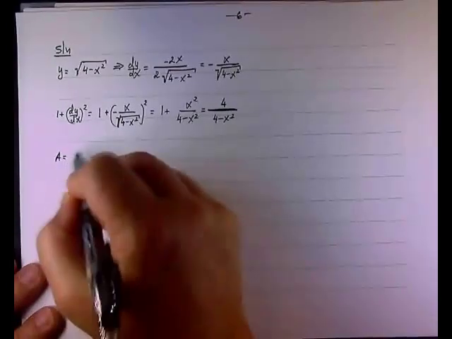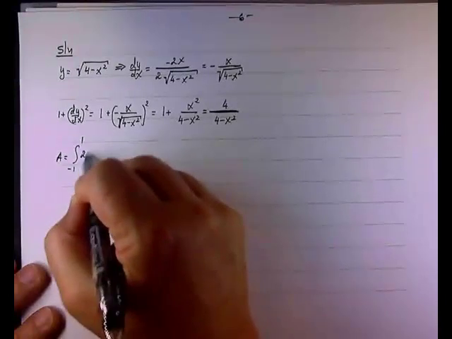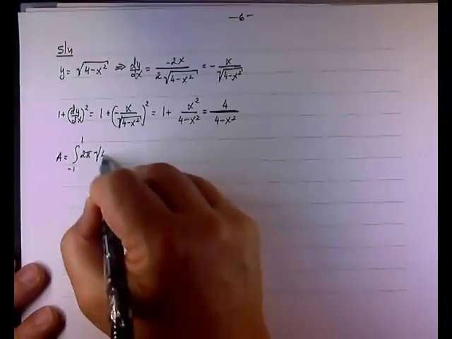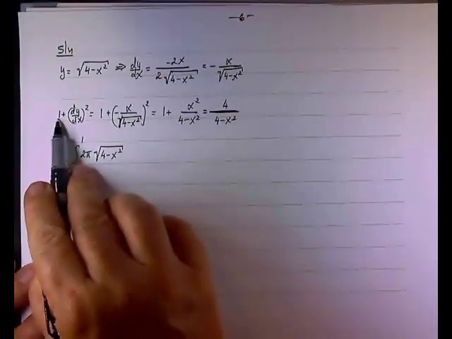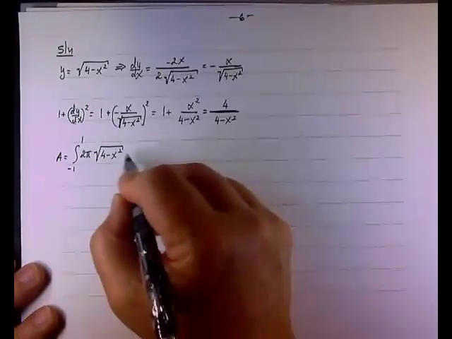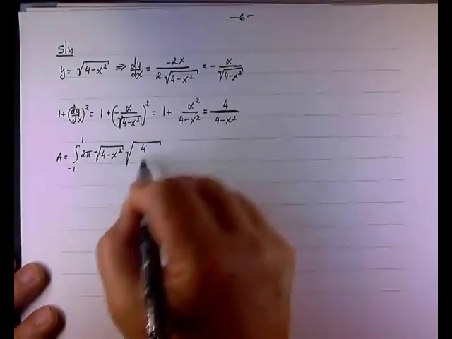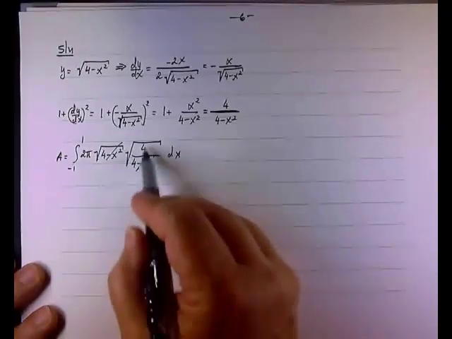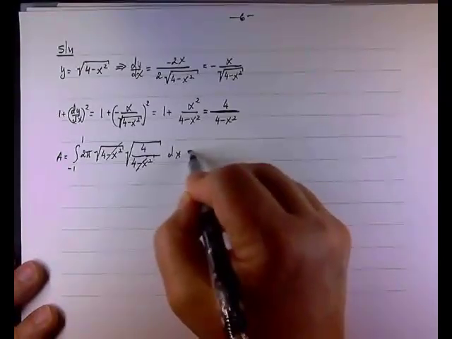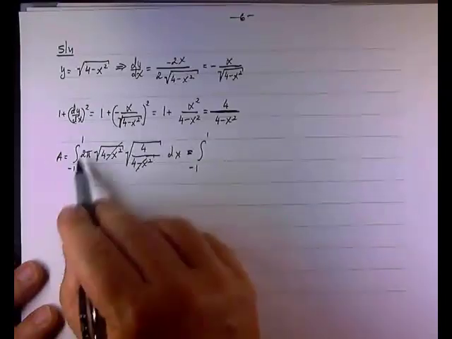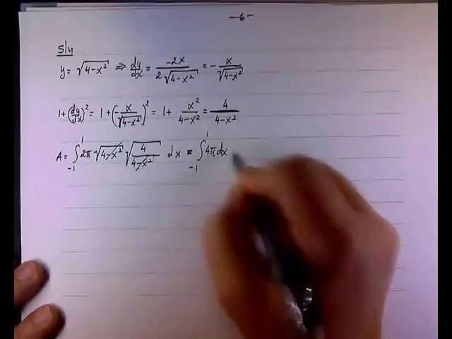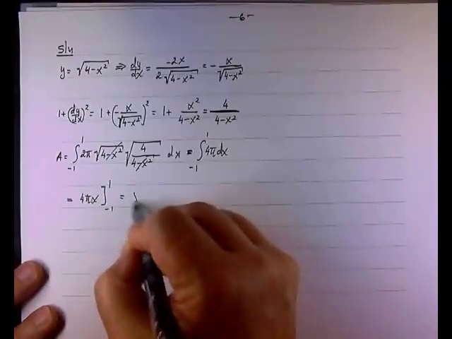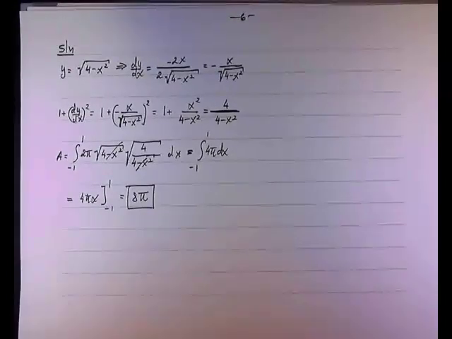So, A, the area, will be the integral from negative 1 to 1 of 2 pi y. Remember, y is the square root of 4 minus x squared, times the square root of 1 plus dy dx squared. So the square root of 4 minus x squared times the square root of 4 over 4 minus x squared. You can see that these two cancel each other. Square root of 4 is 2. So at the end, we have something really easy: the integral from negative 1 to 1 of 2 pi times 2, or 4 pi, dx. And of course, the result will be 4 pi x evaluated from negative 1 to 1, and this will be 8 pi.